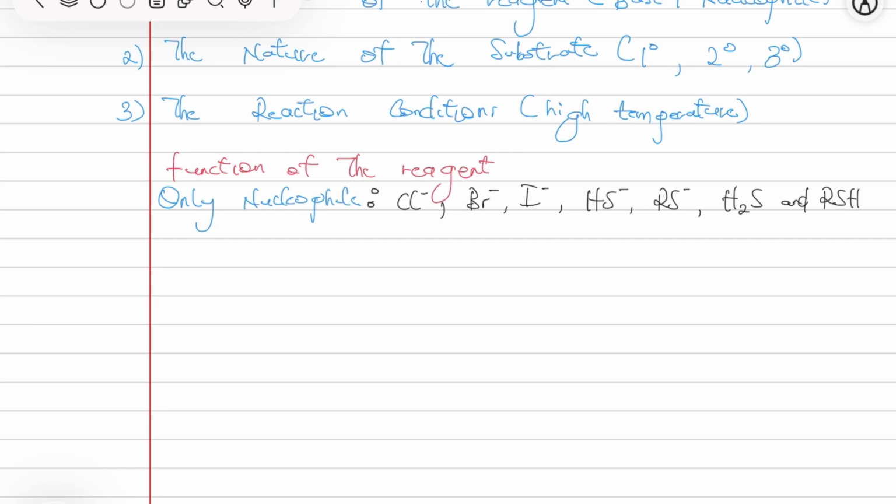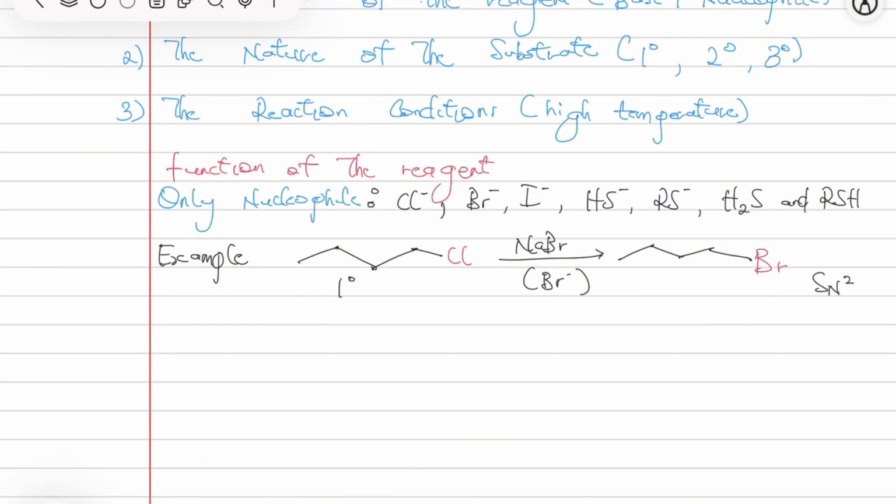Let us consider this example below. This is a primary alkyl halide. The primary alkyl halide is undergoing a substitution reaction with sodium bromide, which is a source of bromide ion, to give the substitution product via SN2 mechanism. Considering the nature of the substrate, this is a primary alkyl substrate, and this sodium bromide, which is a source of bromide ion, functions as a nucleophile. So it will undergo reaction by substitution, but not elimination.